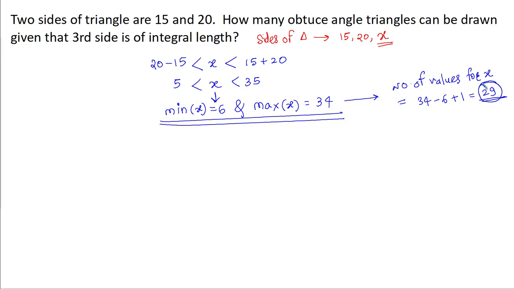Okay, so the condition of an obtuse angle triangle is, let me write it down: the value of c square should be greater than a square plus b square, where c is the longest side. So in this particular situation, which side is the longest side? The longest side can be 20 or the longest side can be x itself.